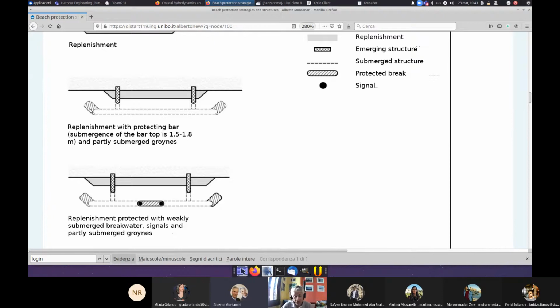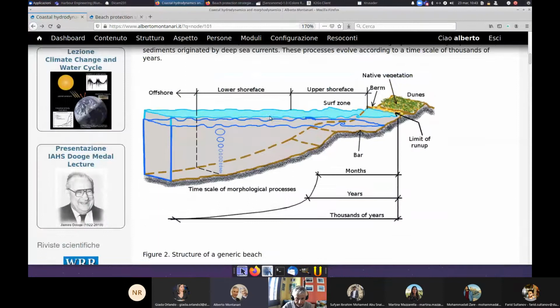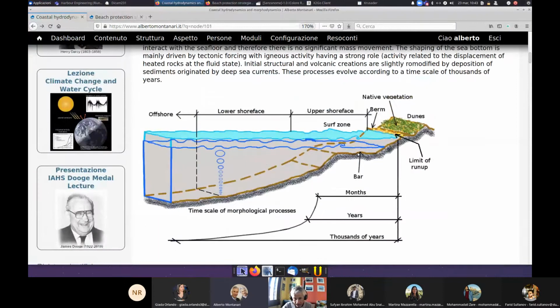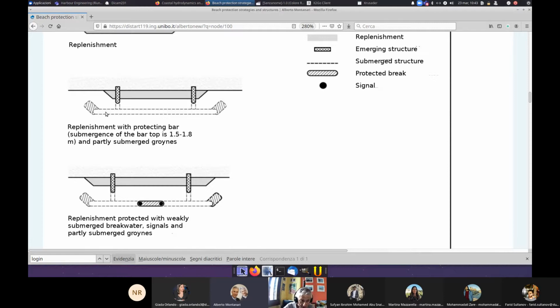The bar, if you look at our sketch here, is an accumulation of sand that is placed in correspondence of the wave breaking line. It also offers a protection against erosion. Therefore, a possible environmentally friendly solution is to create an artificial bar. I go back, it is what is done here with the protecting bar.